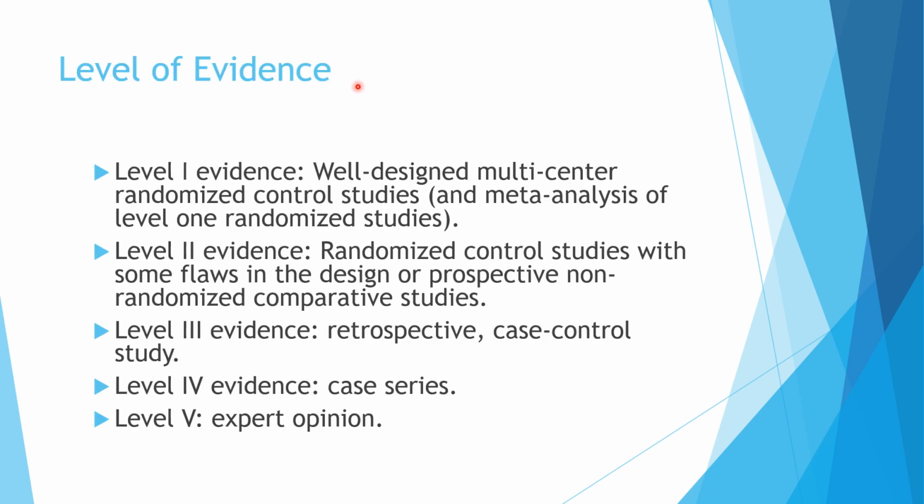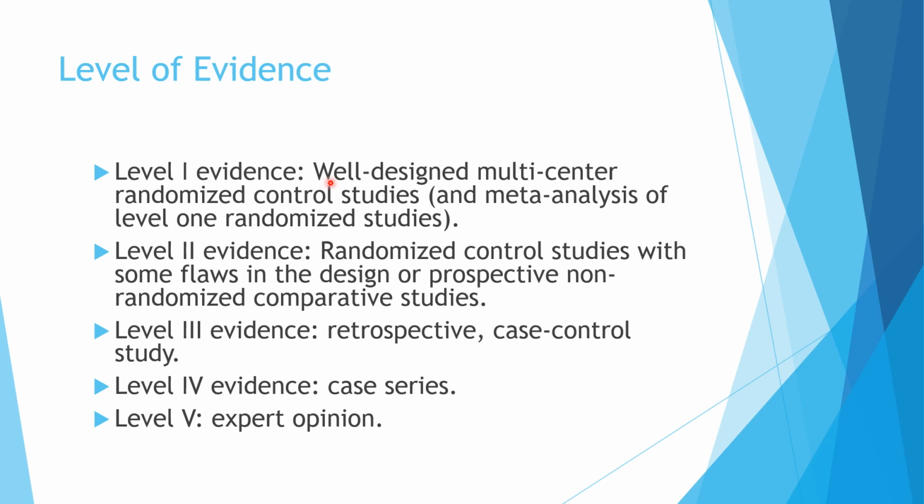First, we'd like to speak about level of evidence of studies. Level of evidence of studies is important because it tells you how strong a conclusion you can get from a study. It goes from level 1 evidence, which means the strongest evidence, to level 5, which is the weakest evidence. Level 1 evidence is well-designed, multi-center, randomized control studies.